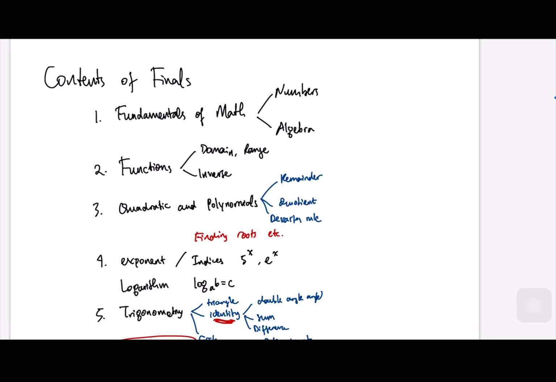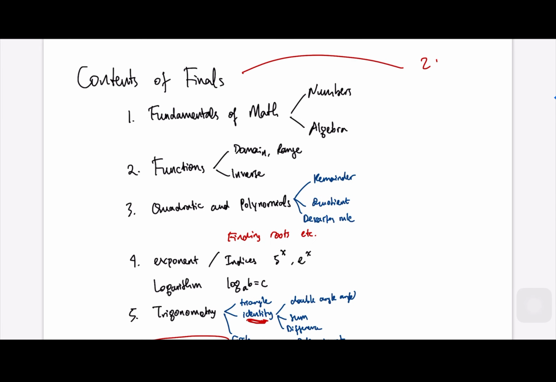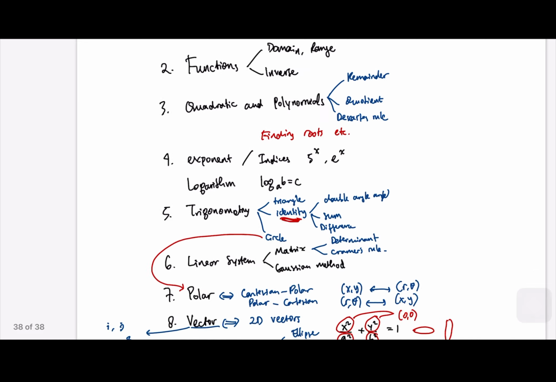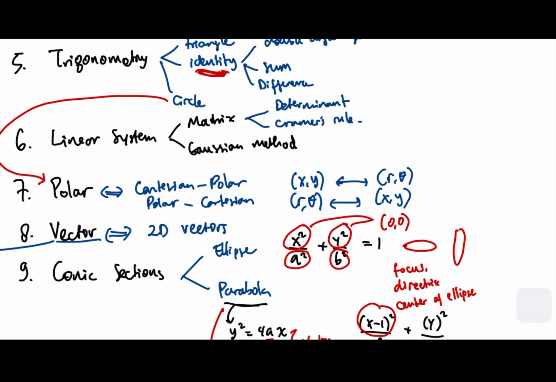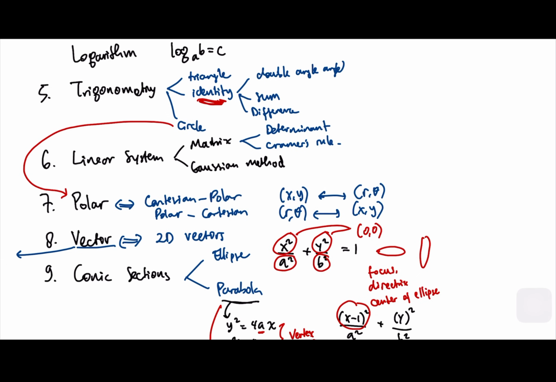The finals will have two parts. First is multiple choice. Second is detailed steps method. Okay. And the time is 2 hours, and I hope you have enough time. Okay, what else do we need to have? Maybe I am adding some info about the polar equation.